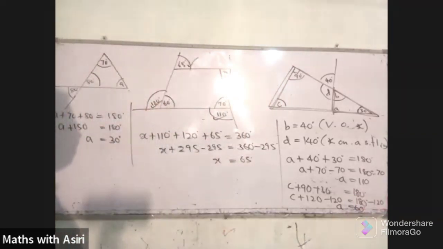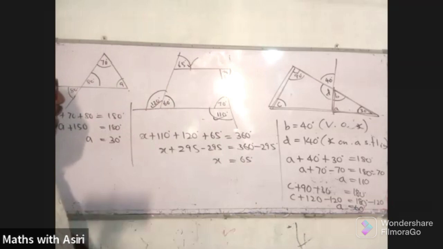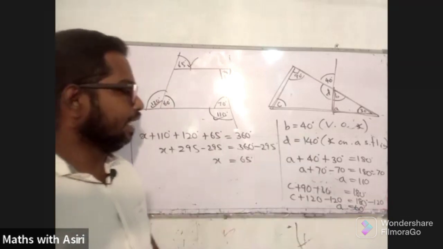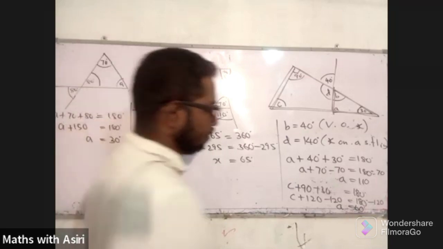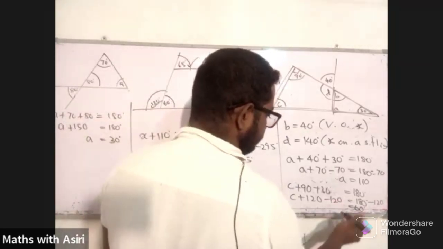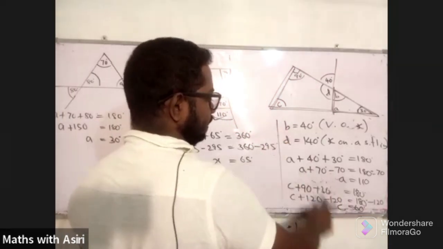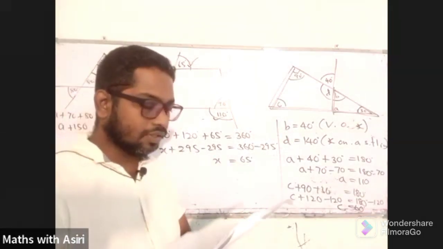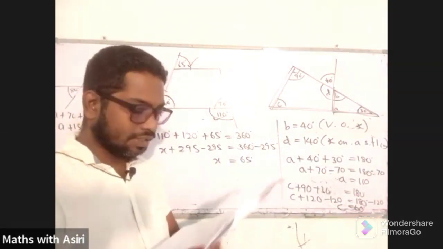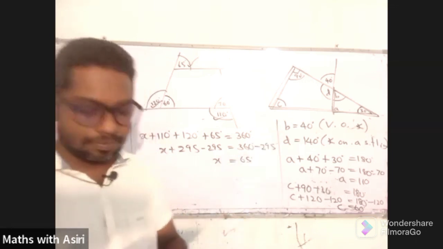Now we have taken all the values of these given angles. In this one x equals 65. Sorry, A equals 110, B equals 40, C equals 60, D equals 140. Then consider all those answers with the answers you have taken when you do the question paper.